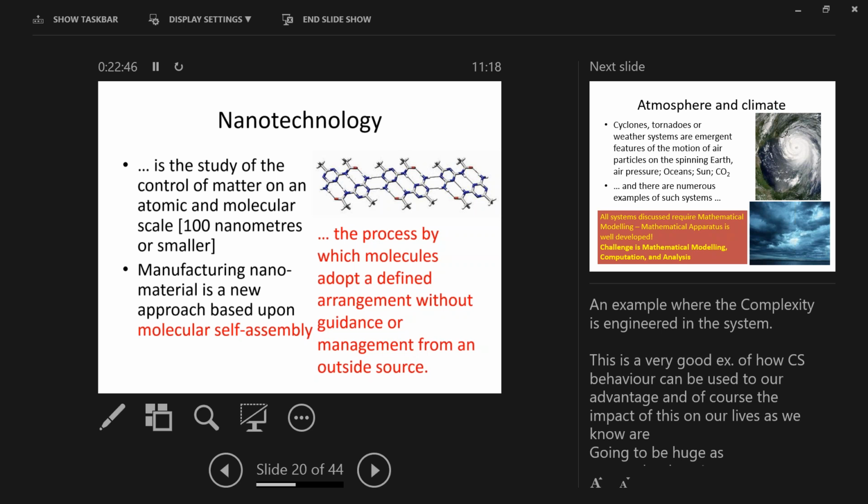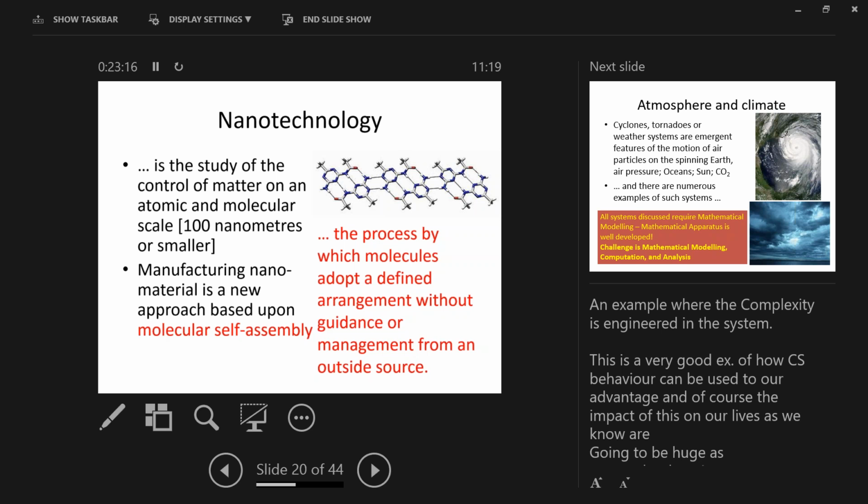I will then move towards a human engineered system, how complexity can be made use of in a human engineered system. And here is a wonderful example that we all know, nanotechnology, which we know is the study of the control of matter on an atomic or molecular scale.